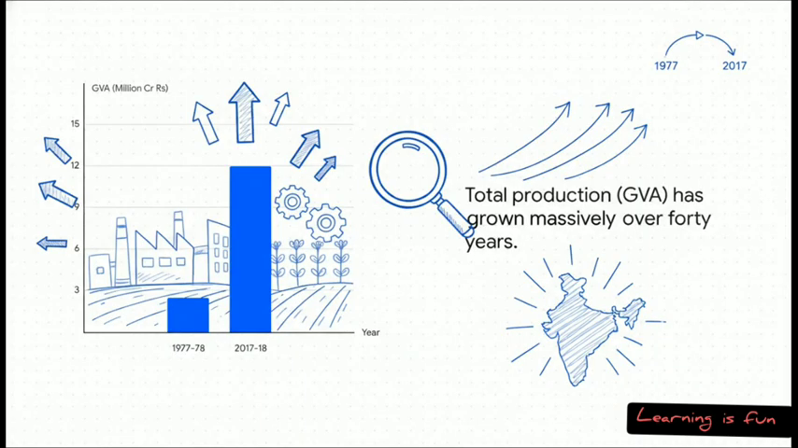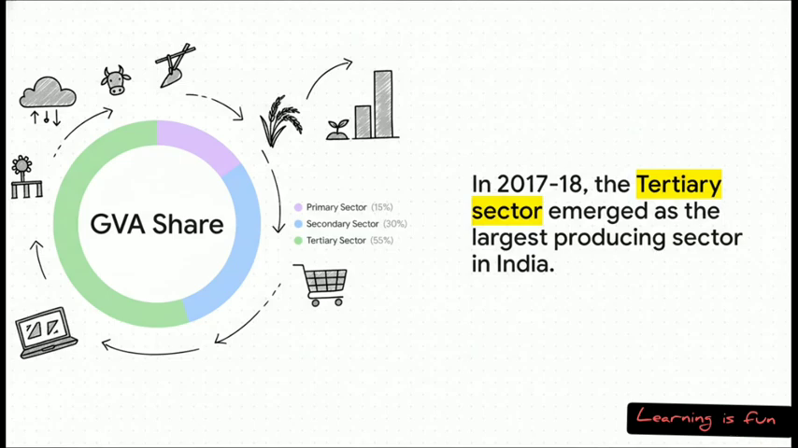So when we use this method to look at India's economy over the past 40 years, the result is just, wow, it's staggering. The total production has absolutely skyrocketed. The Indian economy today is just on a completely different planet compared to where it was in the late 70s. But where did most of that explosive growth come from? The service sector, by a long shot. It now makes up over half of India's entire economy.